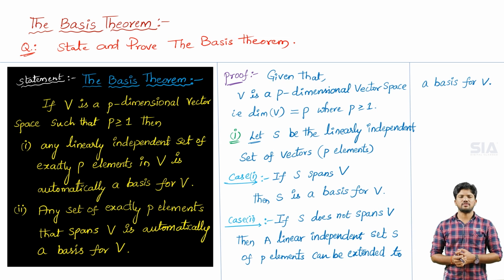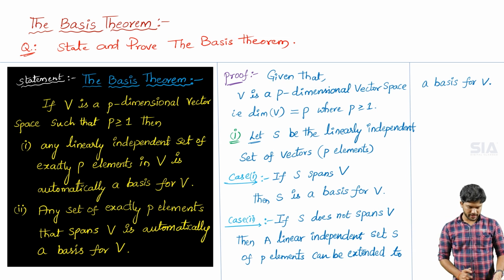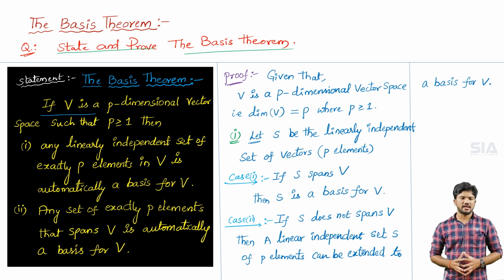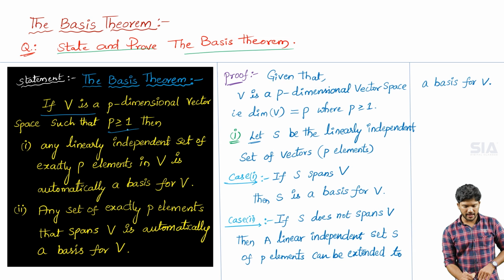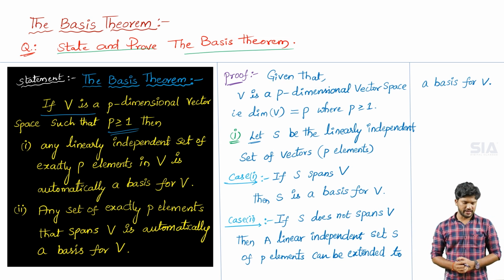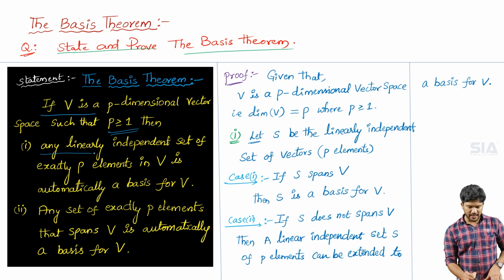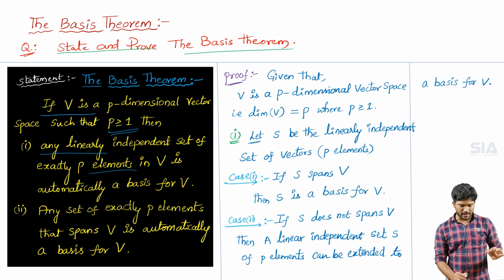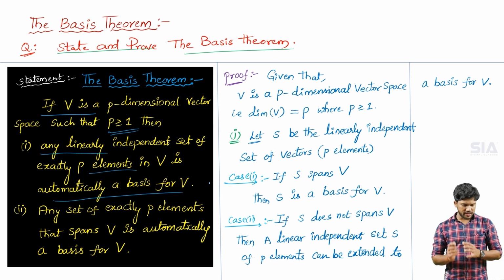So now in this lecture, we are going to discuss another important theorem, the basis theorem. First of all, observe the statement of the theorem: state and prove the basis theorem. Statement: if capital V is a p-dimensional vector space such that p is greater than or equal to 1, then the first condition: any linearly independent set of exactly p elements in the vector space capital V is automatically a basis for capital V.